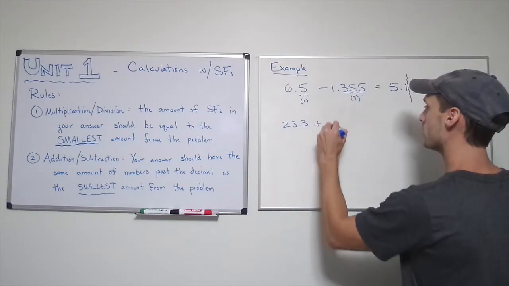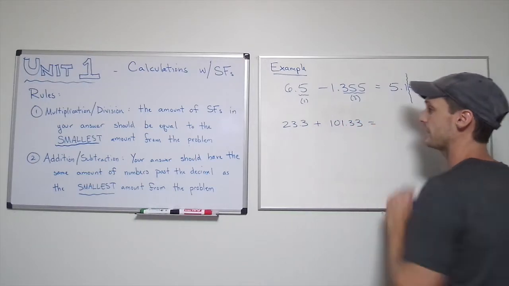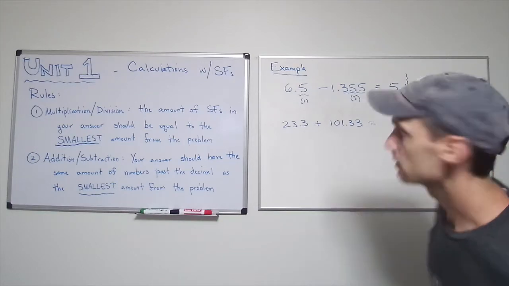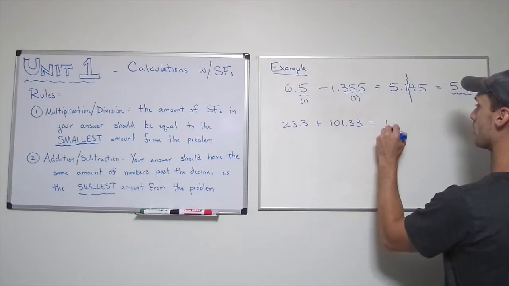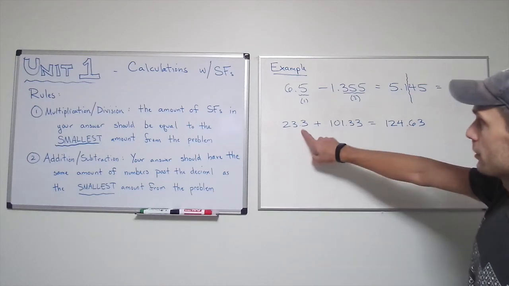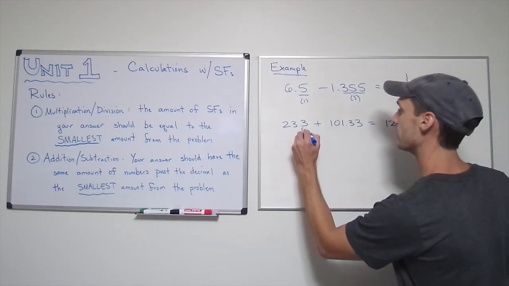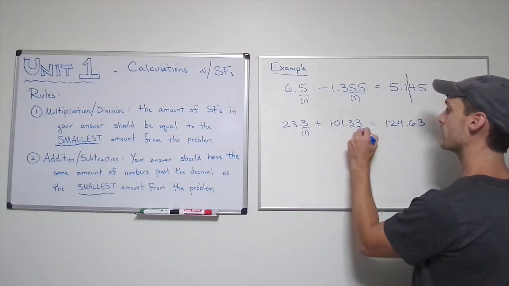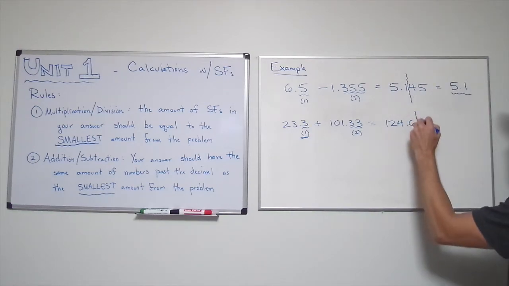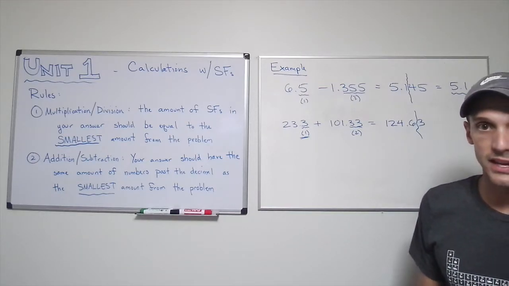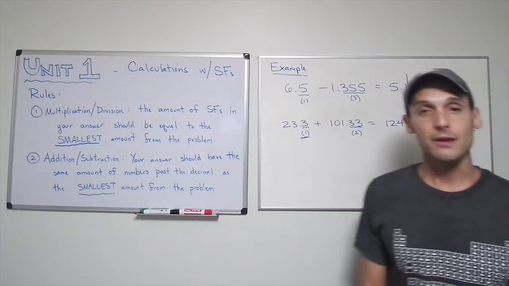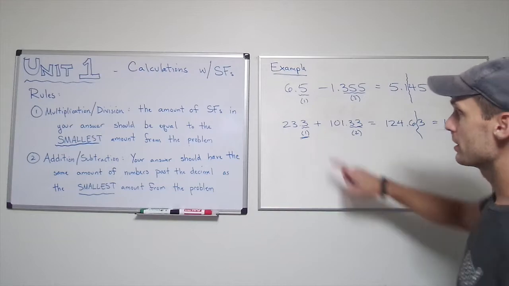Okay? Another one, let's do 23.3 plus 101.33. If we do that, you plug it in your calculator, it would give you 124.63, right? Again, you're just looking at the numbers past the decimal. In this first number, we have 1 number past the decimal. Here we have 2. Therefore, your answer can only have 1 number after the decimal. We would cut it off between the 6 and the 3, and it would become 124.6.